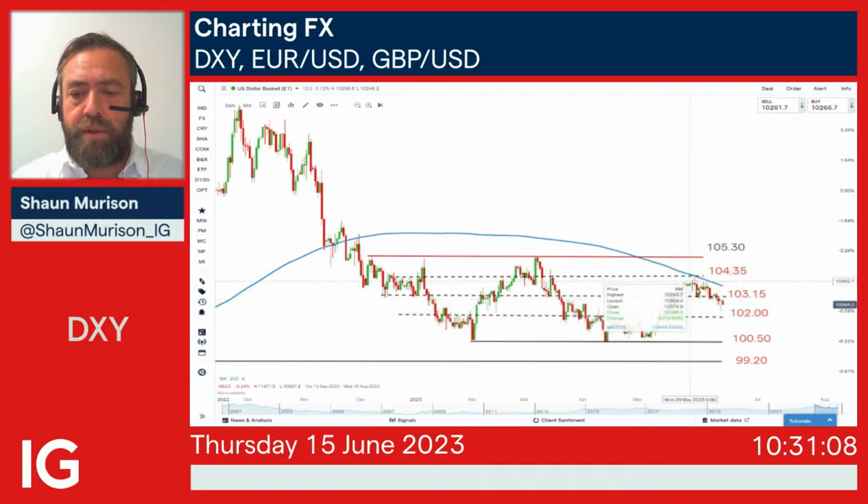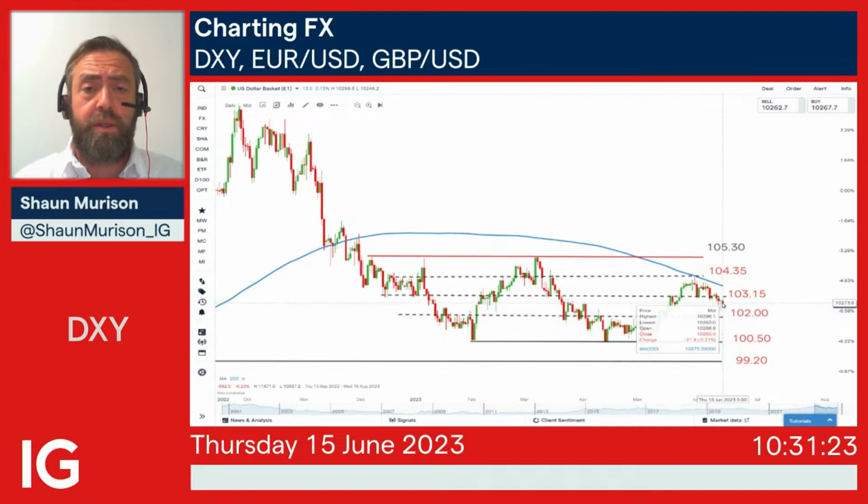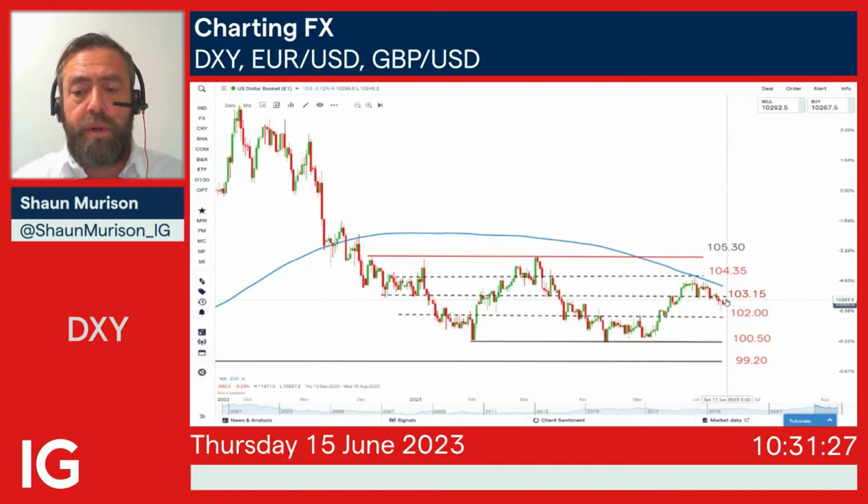We do have this double top formation, suggesting that this move higher is now reversing into a short-term move lower. And our target on the downside is about 102 on the dollar index. Traders who are short and expect that market to fall might consider having a stop loss on a close above that 103.15 mark.